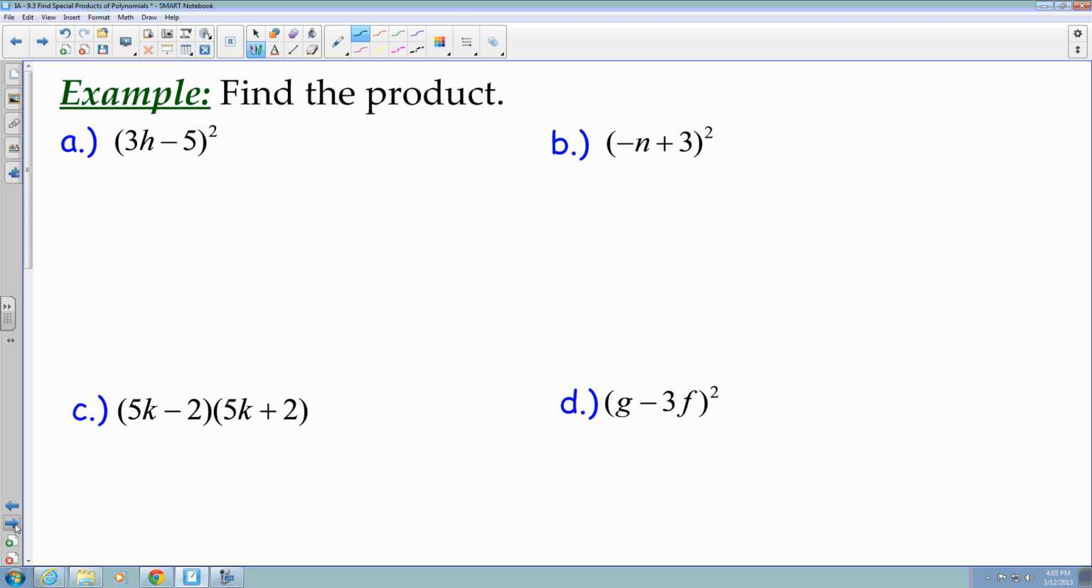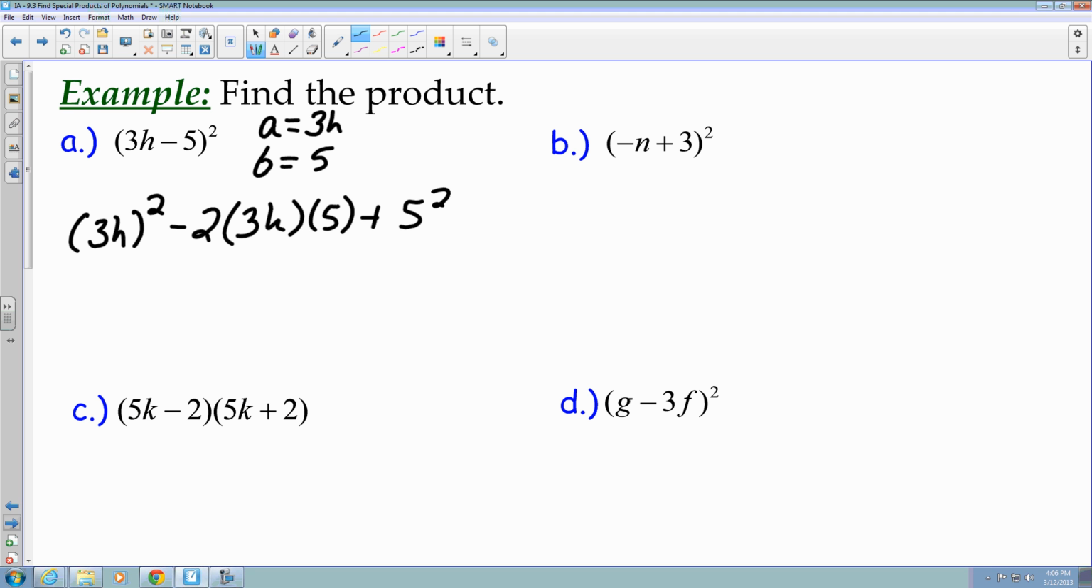So here, for this first one, I'm going to use a equaling 3h, and then my b equals 5. So when I plug this in, I'm going to go 3h quantity squared minus 2 times 3h times 5 plus 5 squared. So here I would get 9h squared minus, 2 times 3h gives me 6h, 6h times 5 will give me 30h, plus 25.